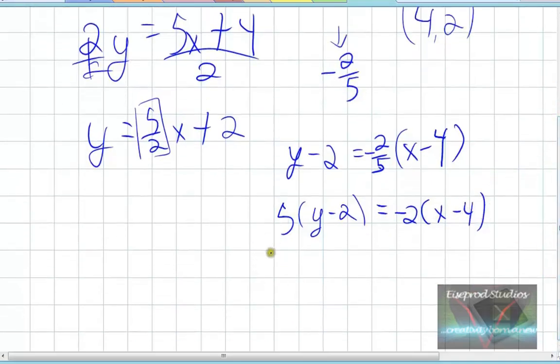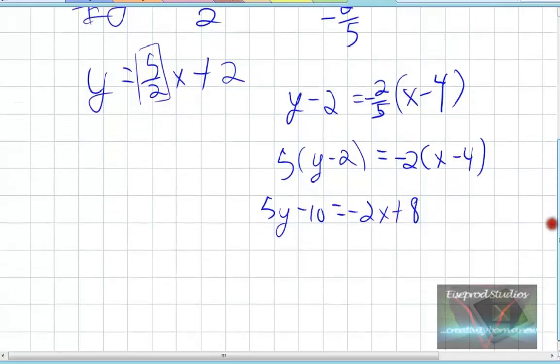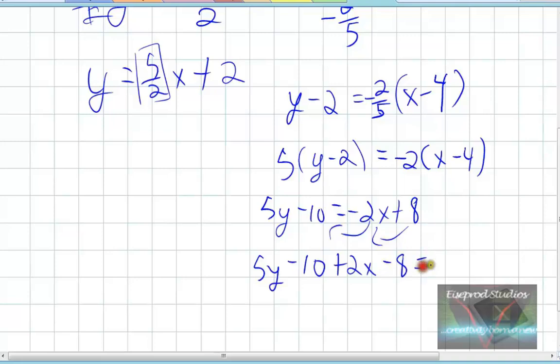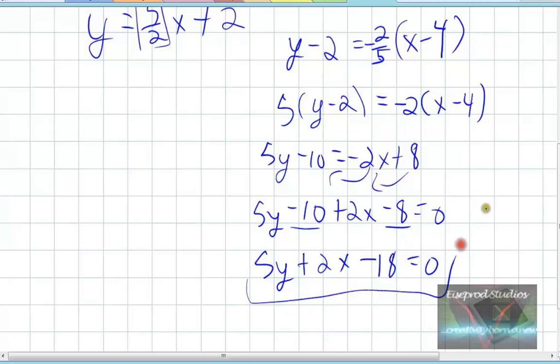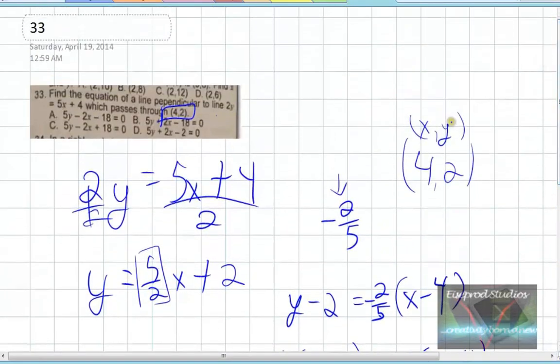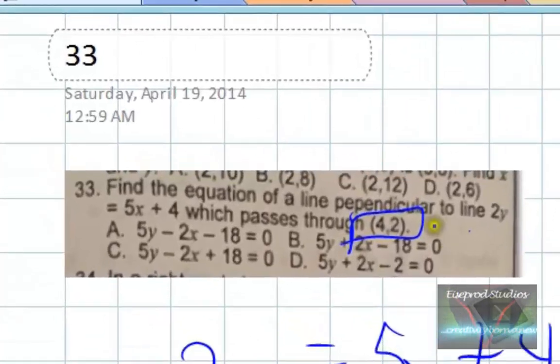So I can distribute, and I'll have 5y minus 10 is equal to negative 2x plus 8. Continuing to solve for 0, I'll have 5y minus 10 plus 2x, so I move this to the other side, minus 8, I also move that to the other side, is equal to 0. I simplify a little bit, and I will have 5y plus 2x, and negative 10 and negative 8 will make negative 18. So 5y plus 2x minus 18 is equal to 0. So that looks like this one.